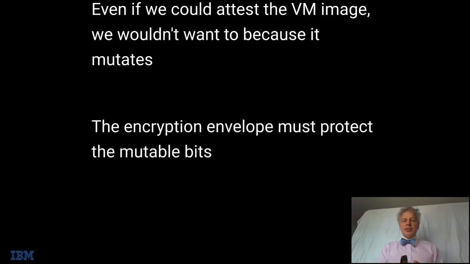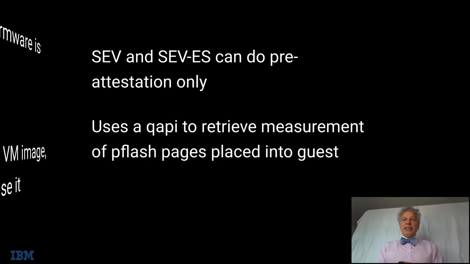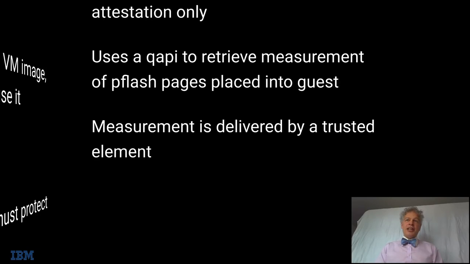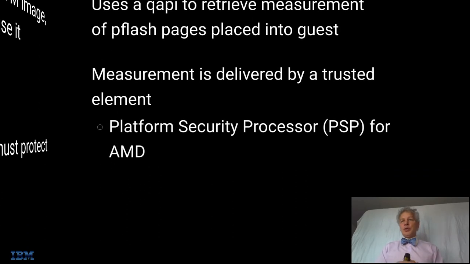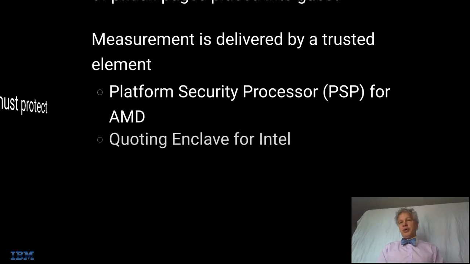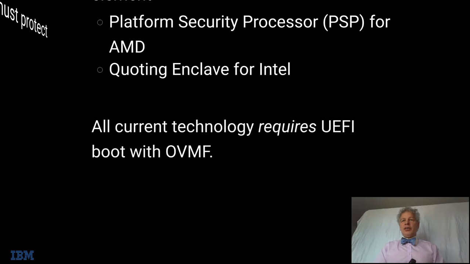This means that for an encrypted virtual machine, what you really want is for the encryption envelope itself to protect the mutable bits of that virtual machine, and you want to attest to something that doesn't mutate. Obviously, with pre-attestation, we can use a QAPI, a QEMU API, to retrieve that measurement of the PFLASH pages placed into the guest, and the measurement has to be delivered by a trusted element. On AMD, this trusted element is called the platform security processor, and on Intel, it's called the quoting enclave. All current technology, by the way, requires UEFI boot with OVMF. There is no encrypted machine technology today that will actually work with SeaBIOS. So everything from this point forwards is talking about booting with OVMF.